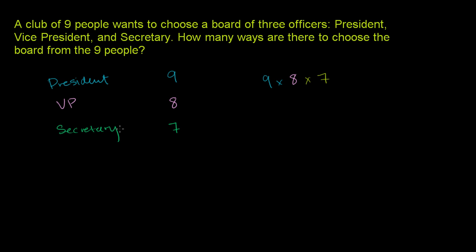You didn't have to do it this way. You could have picked secretary first, and there would have been 9 choices. And then you could have picked vice president. There would have still been 8 choices. Then you could have picked president last, and there would have only been 7 choices. But either way, you would have got 9 times 8 times 7.